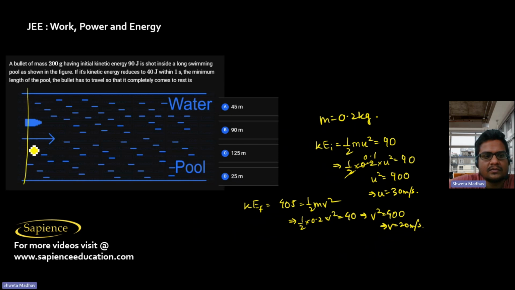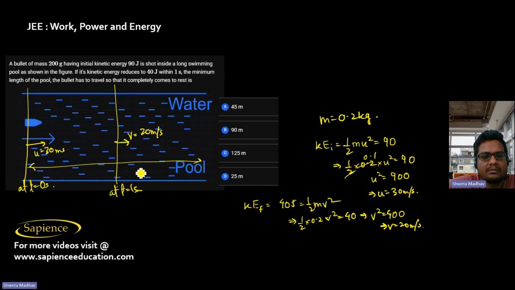So it starts from u, that is 30 meter per second, and the final velocity is 20 meter per second at time t equal to 1 second, and it is at time t equal to 0 second. What should be the minimum length of the pool the bullet has to travel so that it completely comes to rest? So the final velocity v1 should be equal to 0, then L should be how much, that is asked.